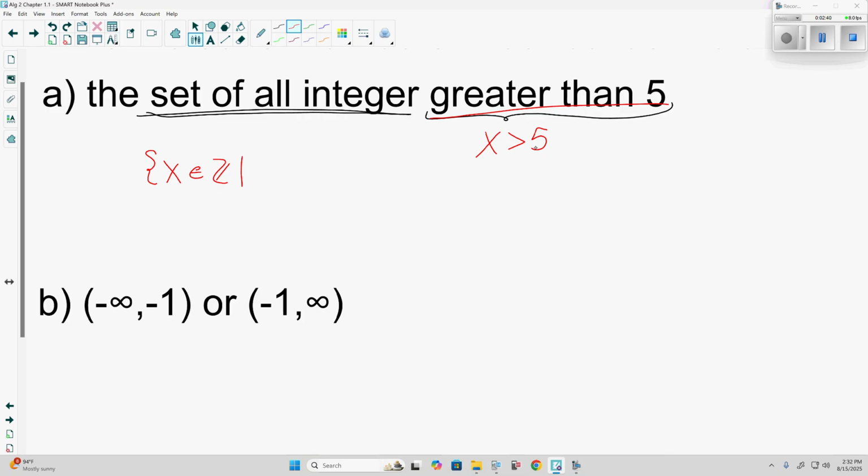Questions on how we found the inequality? Well, we can fill that right in. x is greater than 5. And that's it. Questions on how we wrote that?